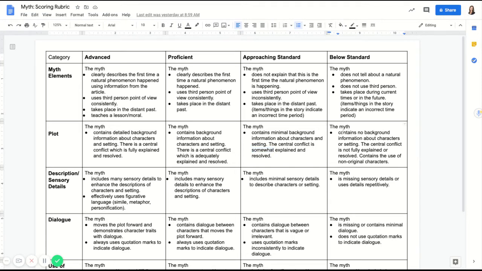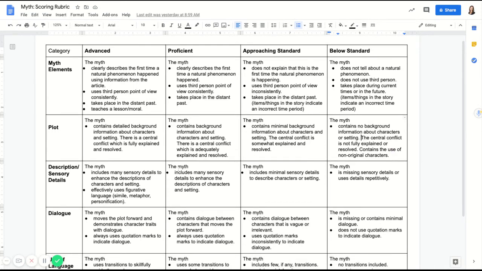And for below standard, the myth contains no background information about characters or setting. The central conflict is not fully explained or resolved. Also contains the use of non-original characters. So if you're using existing characters from other stories, that will earn you a D or an F, or below standard, in the plot category.